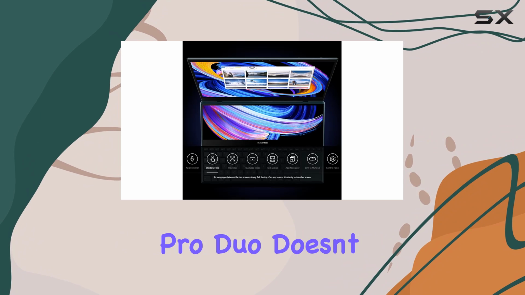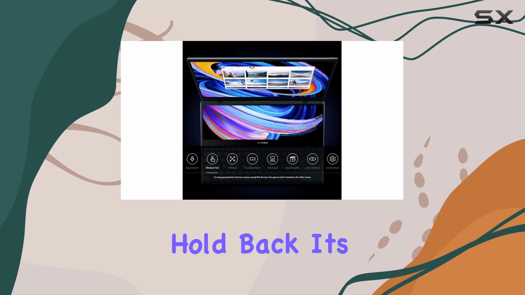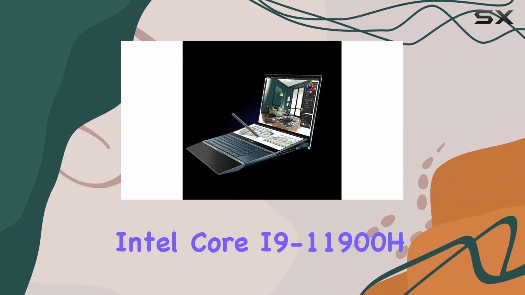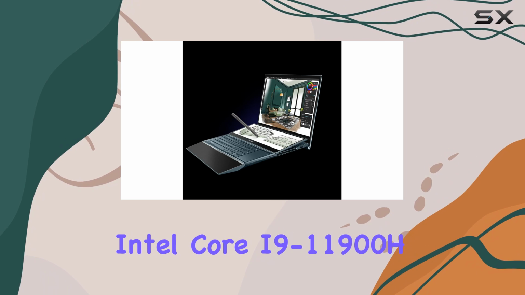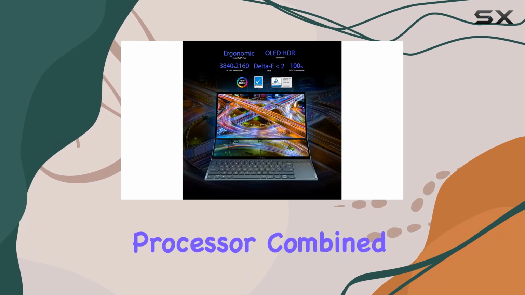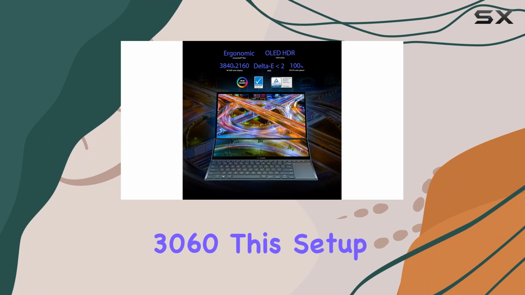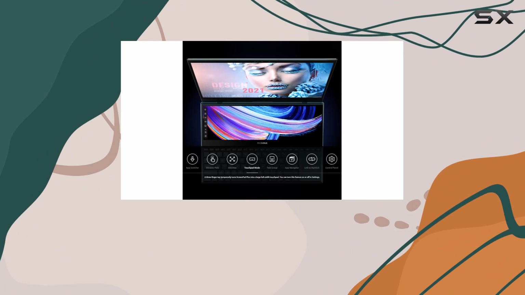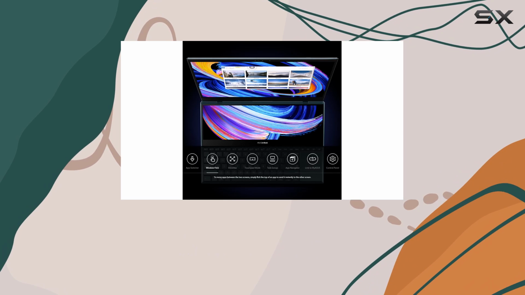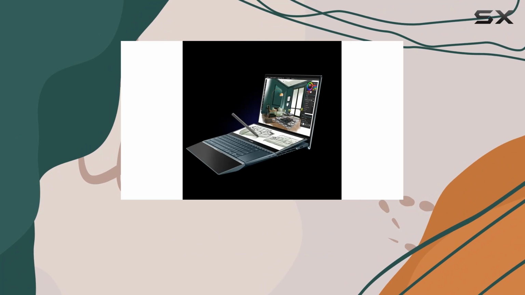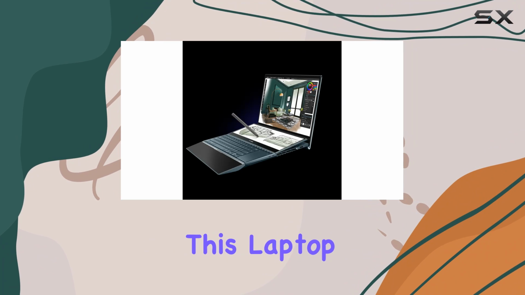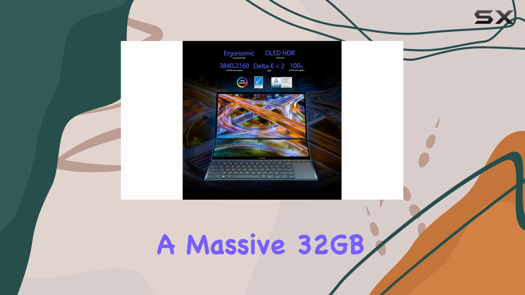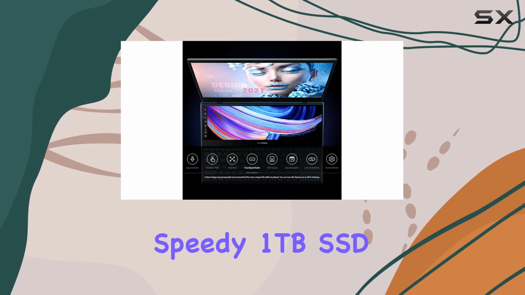Performance-wise, the ZenBook Pro Duo doesn't hold back. It's powered by an 11th generation Intel Core i9-11900H processor, combined with the NVIDIA GeForce RTX 3060. This setup not only handles general productivity with ease but also excels in demanding software thanks to its NVIDIA Studio Ready certification. Whether it's 3D rendering or high-resolution video editing, this laptop manages to handle it smoothly, supported by a massive 32GB of RAM and a speedy 1TB SSD.